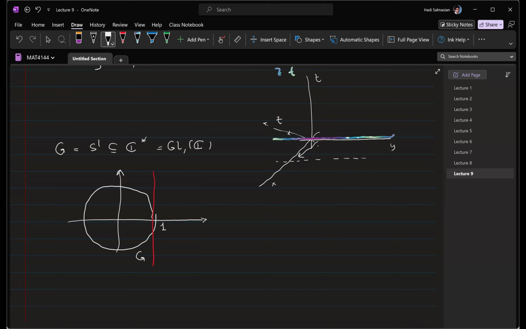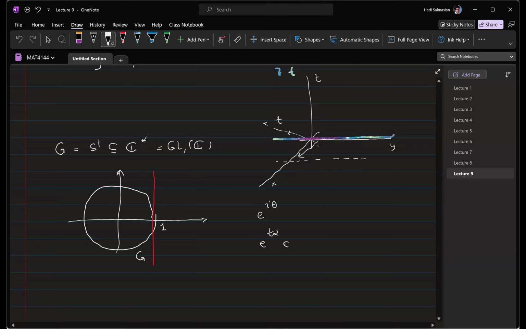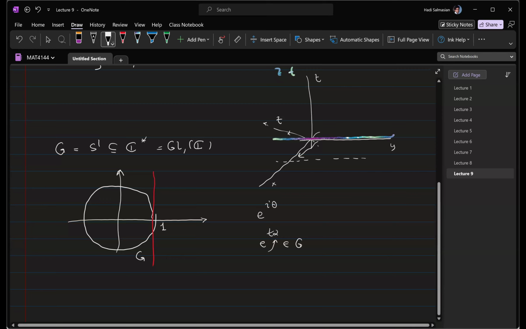what is the Lie algebra? So what are the elements of S1? They are things of the form e to the i theta, right? So for which complex numbers alpha do I have e to the t alpha in G? Well, clearly alpha should be an imaginary number. So that will basically be this line. In other words, the Lie algebra is an affine translation of the tangent line to the identity.